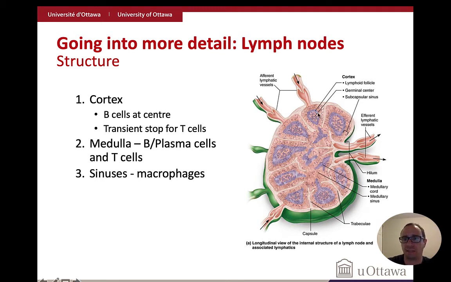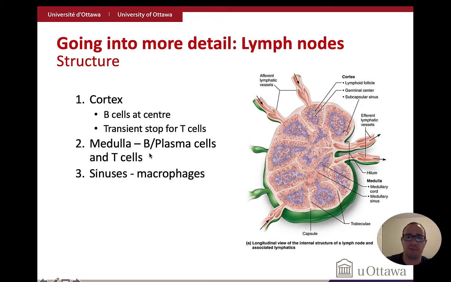So the cortex is this region here, and these are really packed with these lymphoid follicles, okay? Then you have this medulla region in here. What happens is you're going to have lymph coming into the lymph nodes through what are called afferent lymphatic vessels. That's going into the lymph node, and then efferent is going out of the lymph node. So it's going to encounter the cortex and then the medulla, okay?